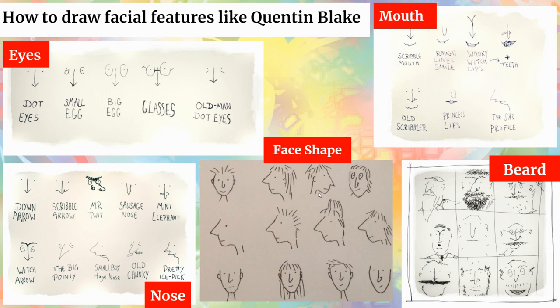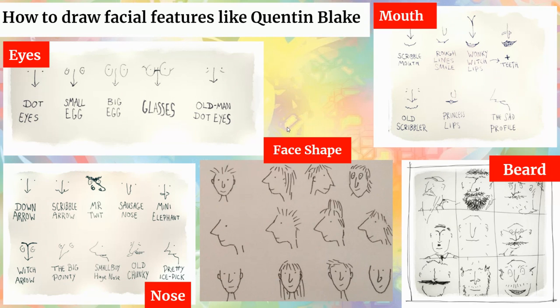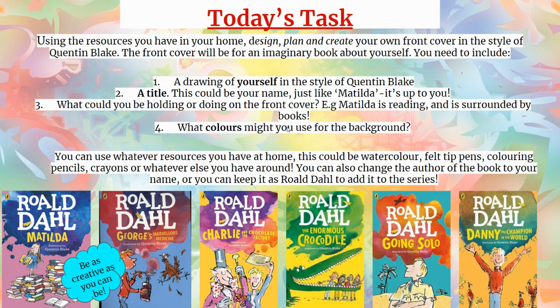So this shows you some ways in which to draw facial features like Quentin Blake. Now we know that facial features are quite tricky, but if you always start with the face shape first, then you can start to add in other elements. You can see it's quite rough drawings, but they're quite finite. That means very fine, very detailed, rough drawings. So maybe you can use some of these when it comes to your task today. Don't forget that you can always go back and forth between the slides as well.